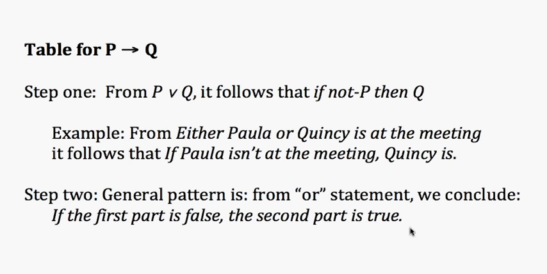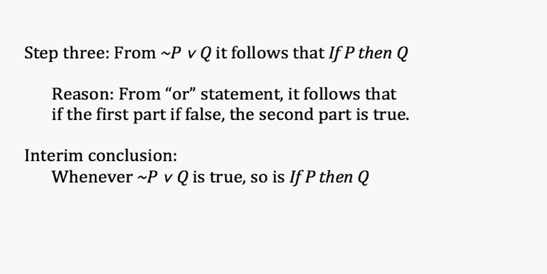So now we can just state what the general pattern is. From an or statement, we conclude if the first part of the or statement is false, then the second part is true. So that's the first thing to understand. When an or statement is true, you can conclude if the first part is false, the second part is true.